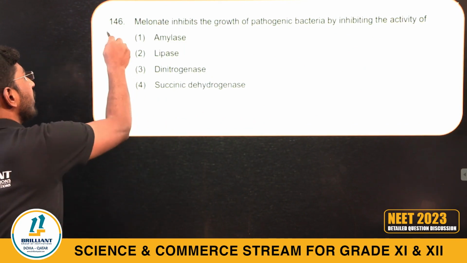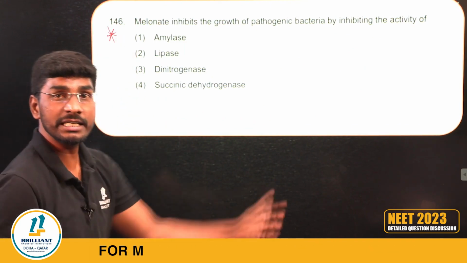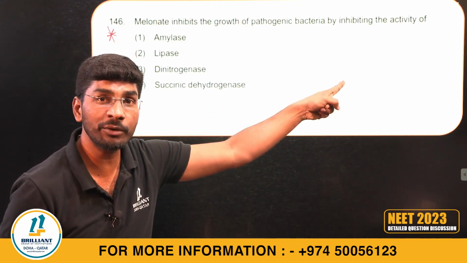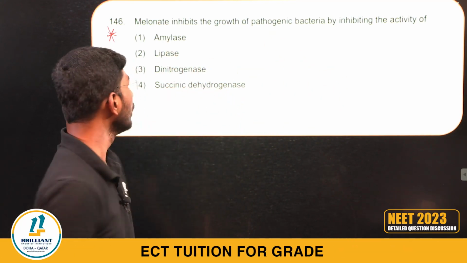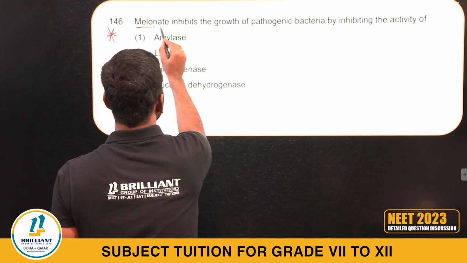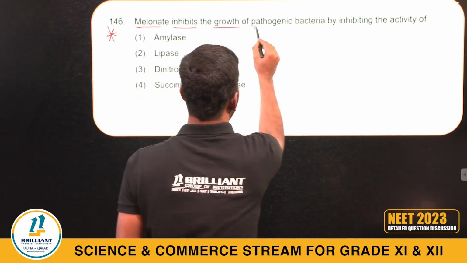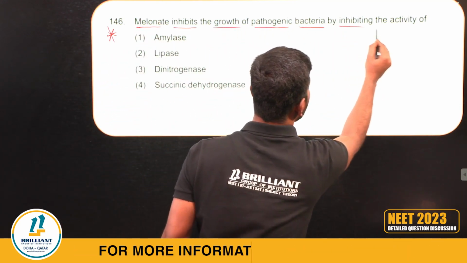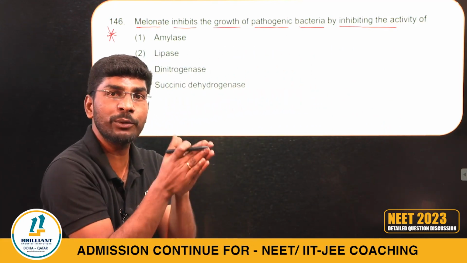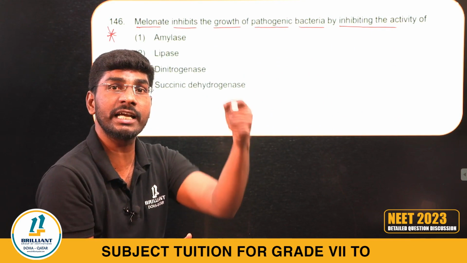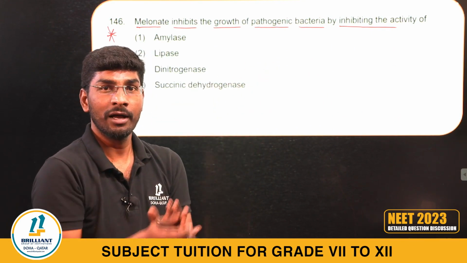146, very important. We discussed this question: competitive inhibitor and non-competitive inhibitor in the biomolecules chapter. Clearly I explained. What is this? Malonate inhibits the growth of pathogenic bacteria by inhibiting the activity of what? Malonate is a competitive inhibitor of the succinic dehydrogenase enzyme.